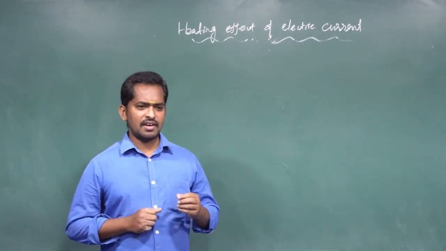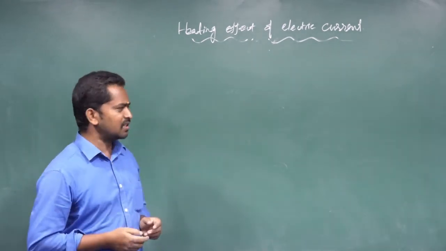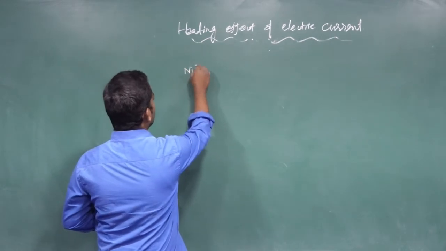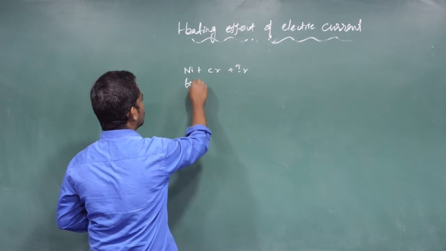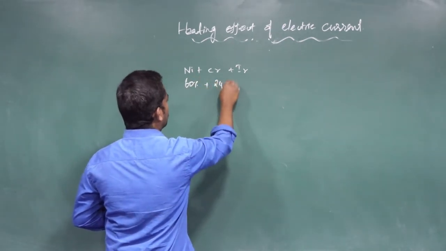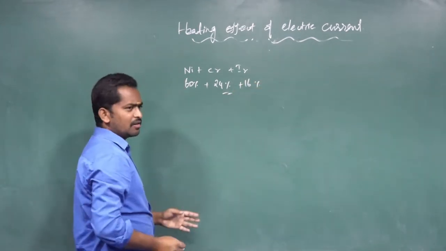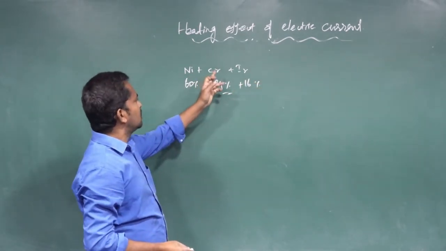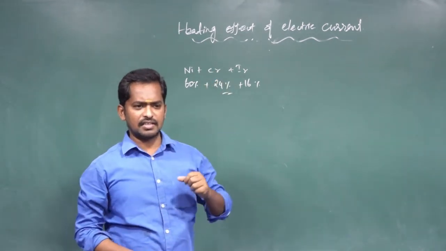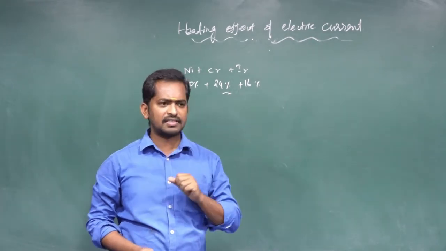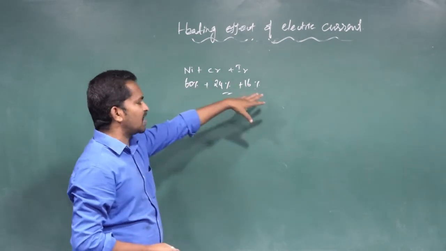The heating element is made of nichrome because it has a high resistance. Nichrome is nothing but nickel plus chromium plus iron. This is almost 60% nickel plus 24% chromium plus 16% iron. It is an alloy of nickel, chromium and iron. Nichrome is the basic element of heating elements. Appliances such as electric heaters use this alloy of nickel, chromium, iron.